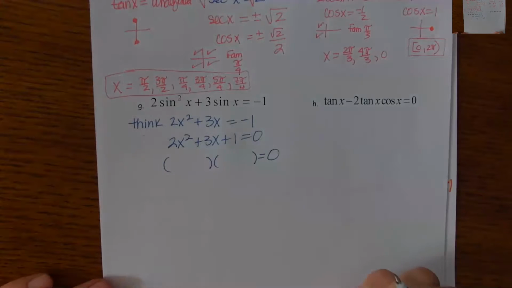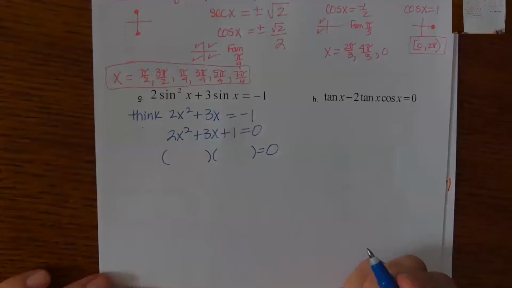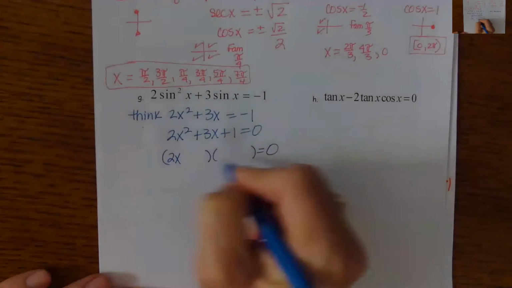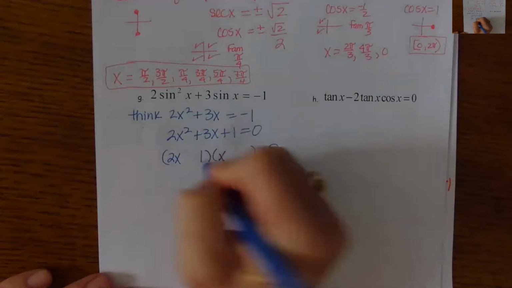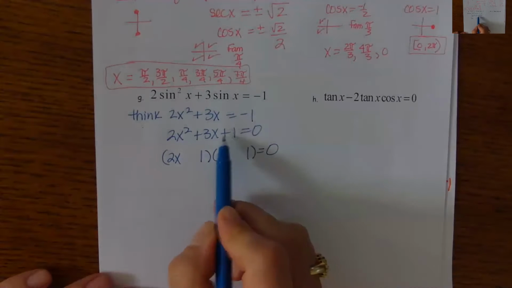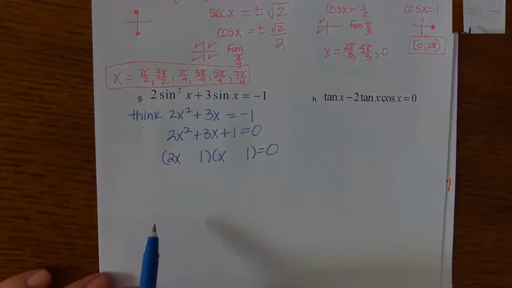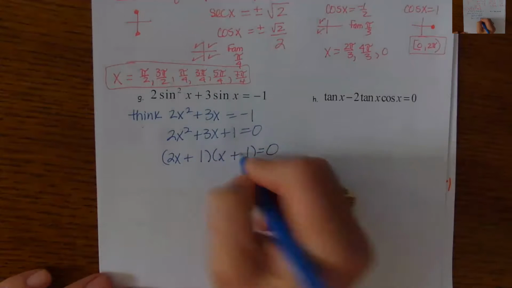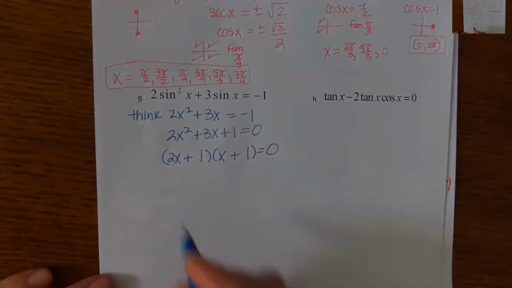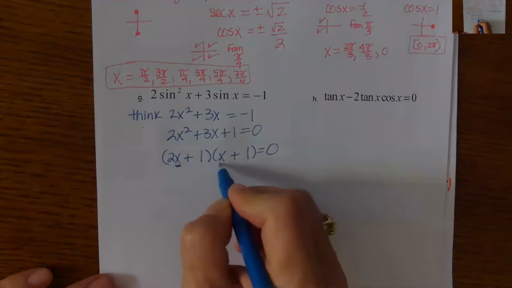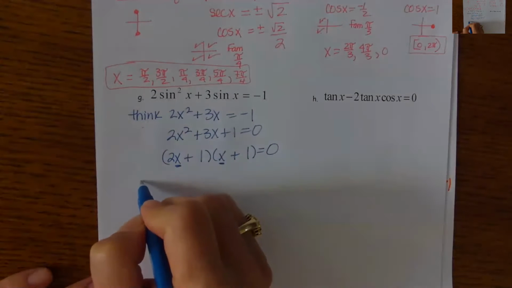And this 2, there's only one way to get 2x squared, and that's 2x times x. And there's only one way to get a 1, that's 1 and 1. And since this is a plus sign, my signs are the same, so they both have to be plus. Do you see how easy that is? Please don't group on these. When you just have a 2 out front, we shouldn't have to group, right? So now we're going to replace the x with sine x.